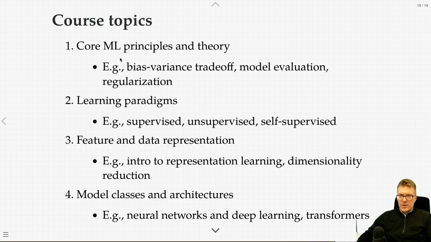Generally, the course will start by focusing on core machine learning principles and theory. This can include topics like the bias-variance trade-off, model evaluation, regularization. Then we go into learning paradigms like supervised, unsupervised, and self-supervised learning. We'll talk about feature and data representations, so an introduction to something called representation learning, which we'll just touch on in Module 1. We'll talk about dimensionality reduction. And then finally, as we have the groundwork for machine learning generally, we'll increasingly go into neural networks and more modern deep learning and transformer-based architectures.